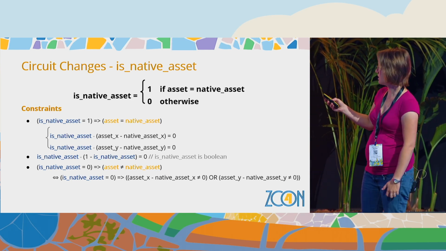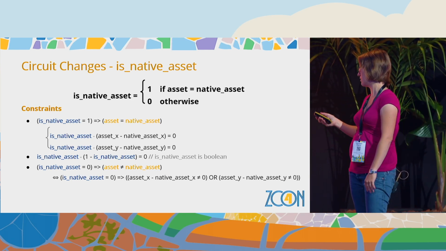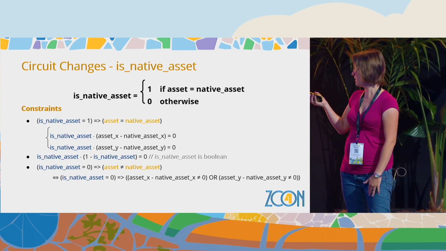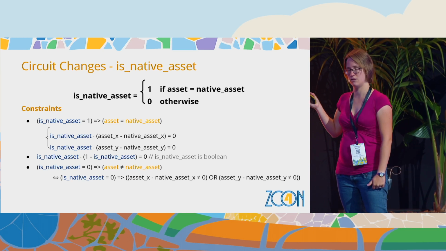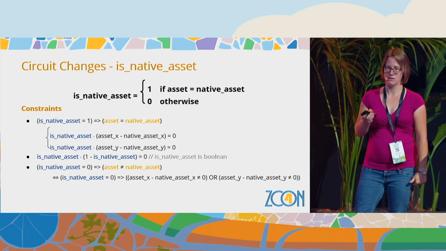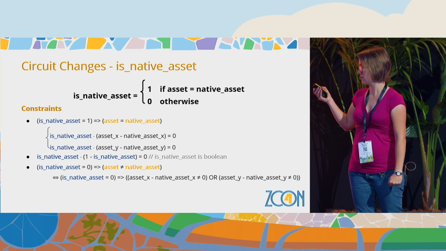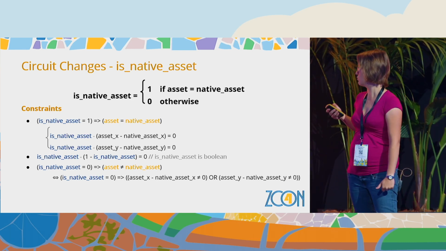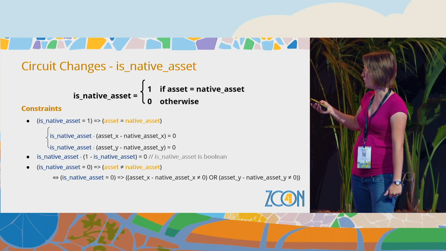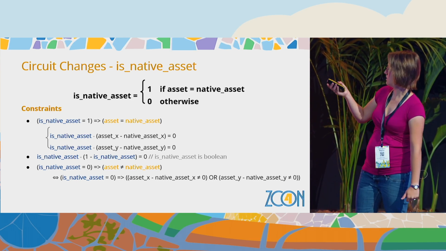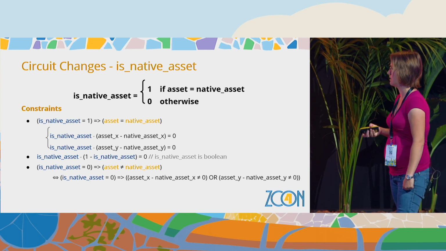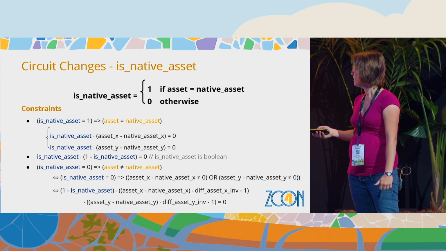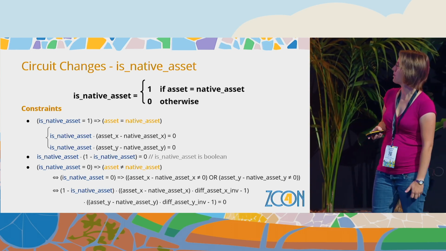We have to recall that we work in a field. It means that all non-zero elements are invertible. So asset x minus native asset x is not equal to 0 means that asset x minus native asset x has an inverse. We just ask the prover to give the inverse as a new private input and to check that (asset x minus native asset x) times inverse is equal to 1. So we have this set of equations.